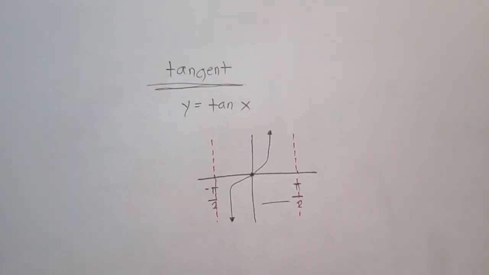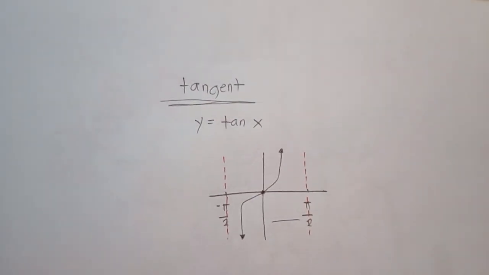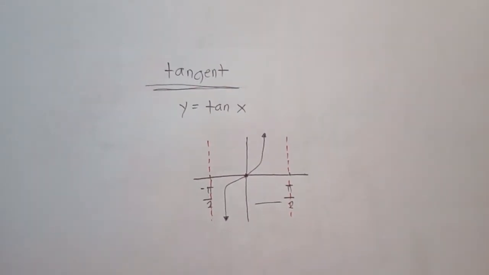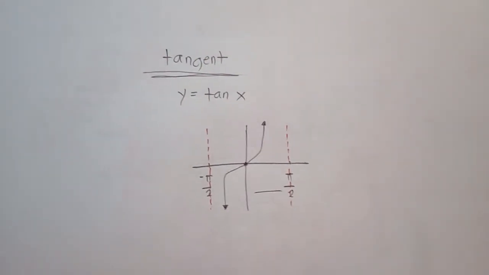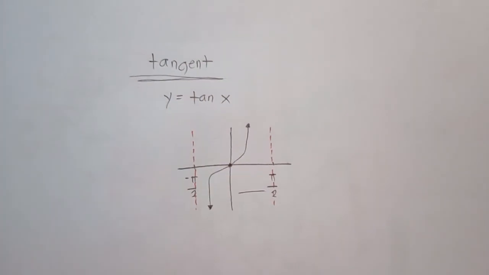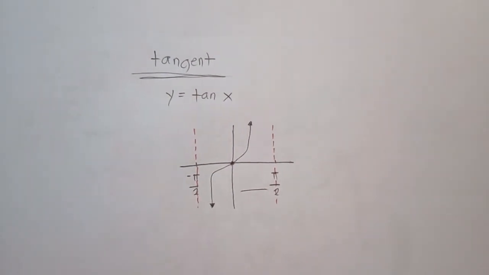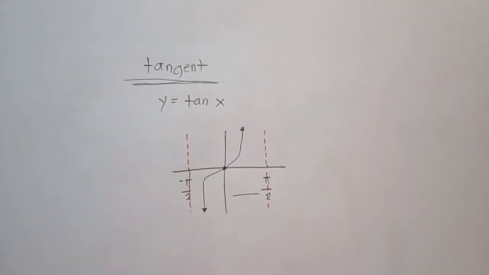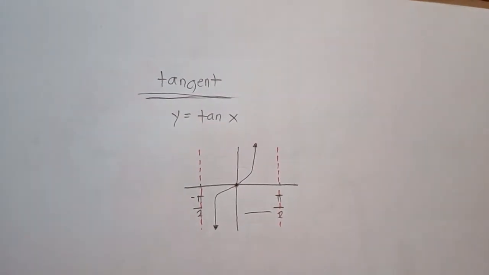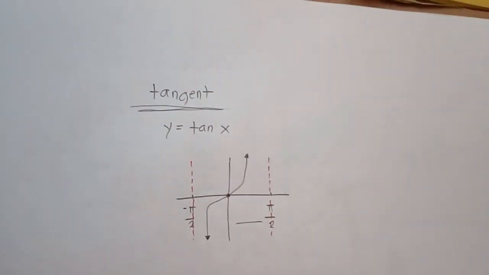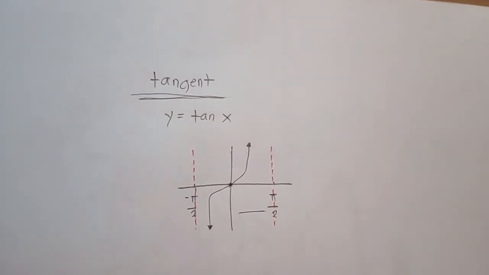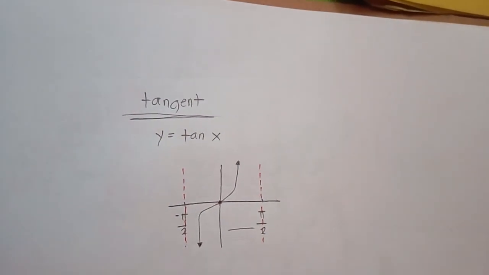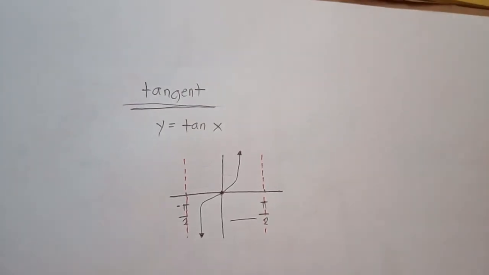How can we graph the tangent function? What's the general graph of tangent? Tangent has 2 vertical asymptotes that you need to know: pi over 2 and negative pi over 2. If you type in tangent pi over 2 in your calculator, make sure it's in radian mode. You'll get a math error because it's a vertical asymptote.